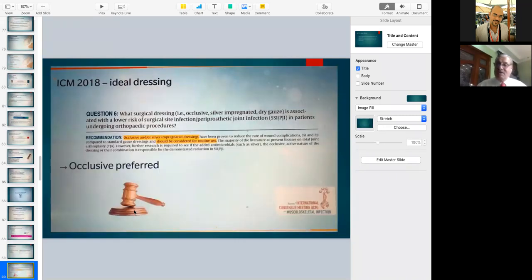And there is question 6 in the ICM. Which surgical dressing, occlusive, silver-impregnated, or dry gauze, is associated with a lower risk of surgical site infection, and periprosthetic joint infection? And the recommendation was that occlusive is preferred, occlusive and silver-impregnated dressing. Occlusive is preferred to be used in comparison to other types of classical dressing.